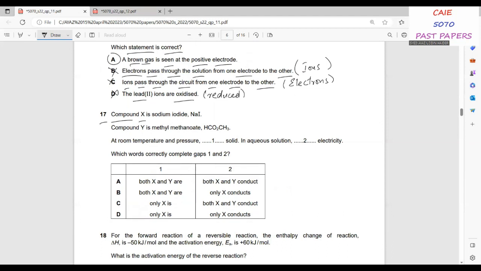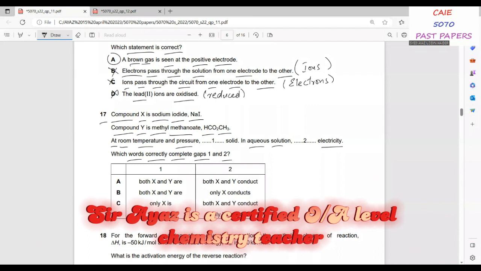17. Compound X is sodium iodide, NaI. Compound Y is methyl methanoate, HCO2CH3. At room temperature and pressure, one is a solid, and in aqueous solution, one conducts electricity. Which words correctly complete gaps 1 and 2? At room temperature and pressure, sodium iodide NaI is solid. So I will write X here. In aqueous solution, X conducts electricity. So we have only D as the right answer here.